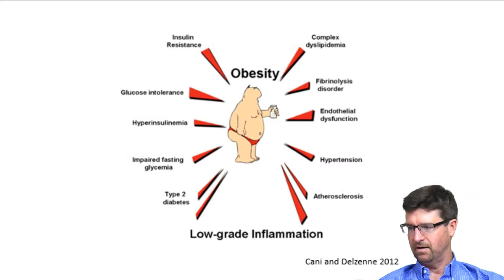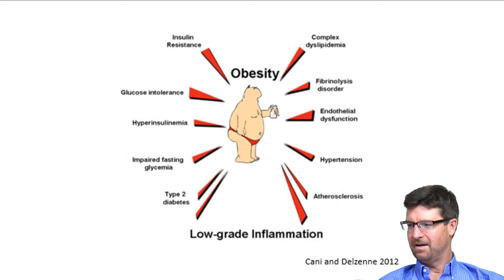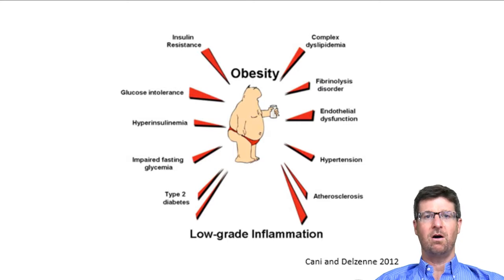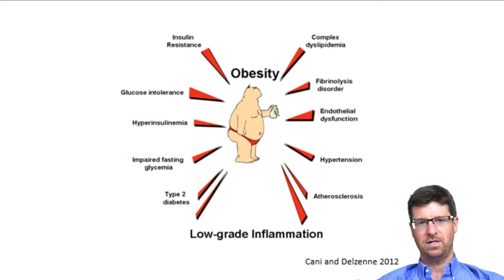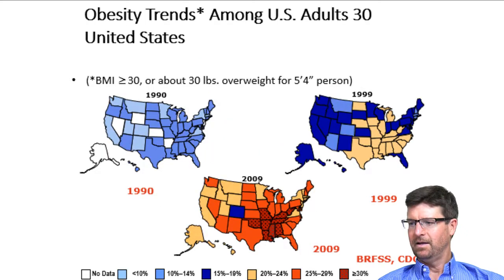We find hypertension. We find that our blood sugar responses are different. It's getting back to high blood sugar, that we see frank insulin resistance and diabetes. All these things go along with the low-grade inflammation that accompanies obesity. And obesity isn't simply a cosmetic concern.